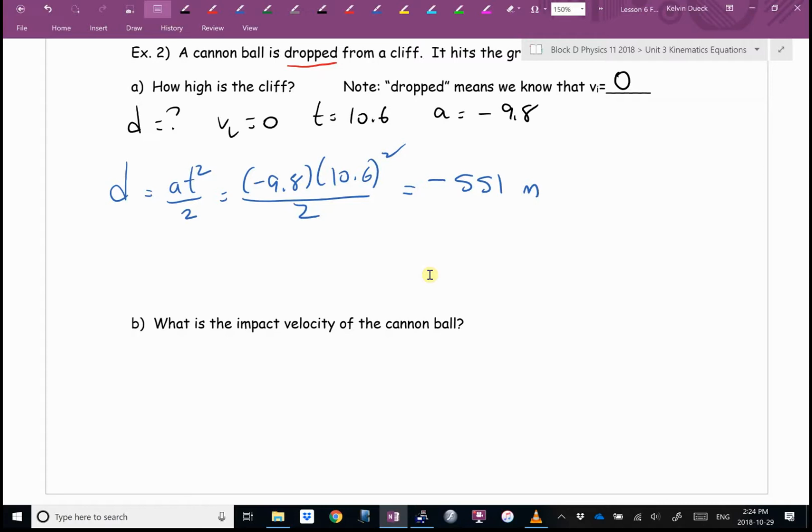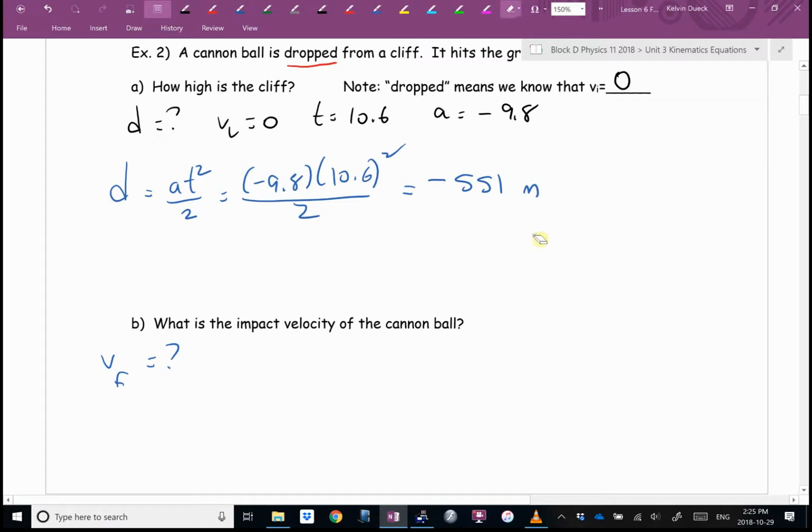What's B want me to find? It wants me to find V final, which I assure you is not 0. Okay? Do I need to relist my data? Is VI still 0? Did it still take 10.6 to get to the bottom? And is A negative 9.8? Then I'm not going to relist my data.